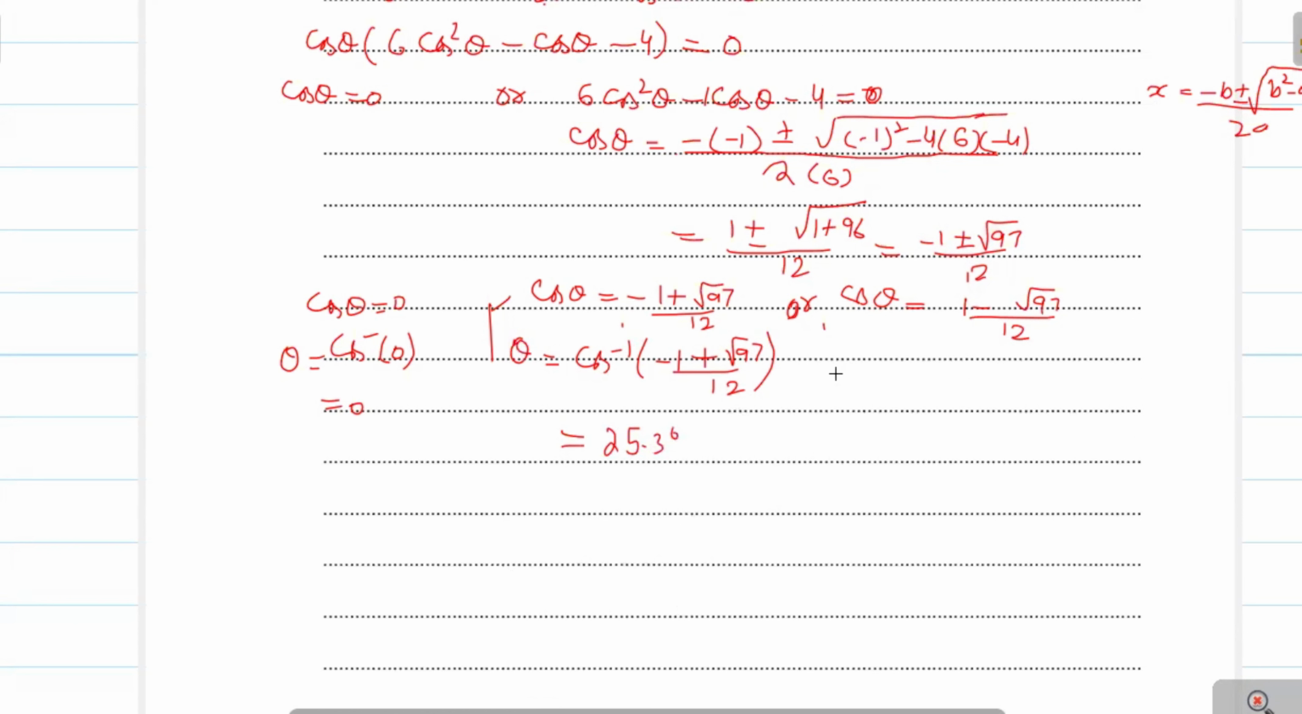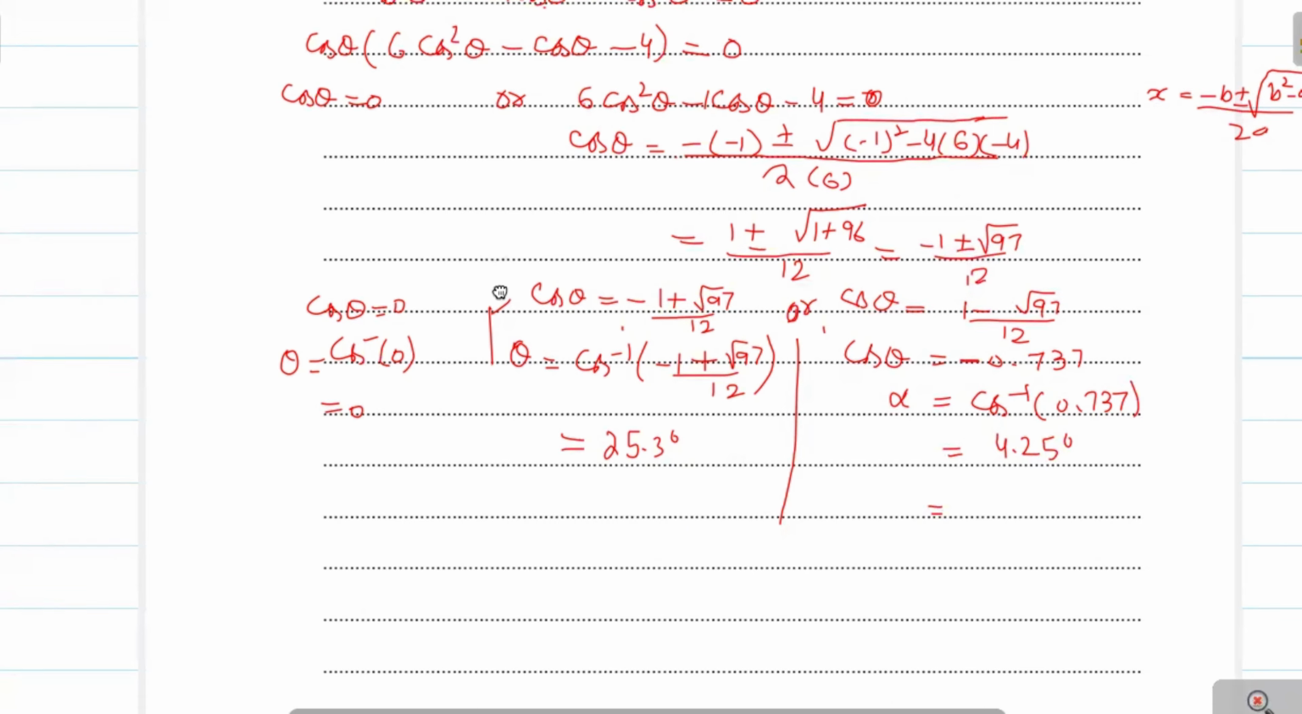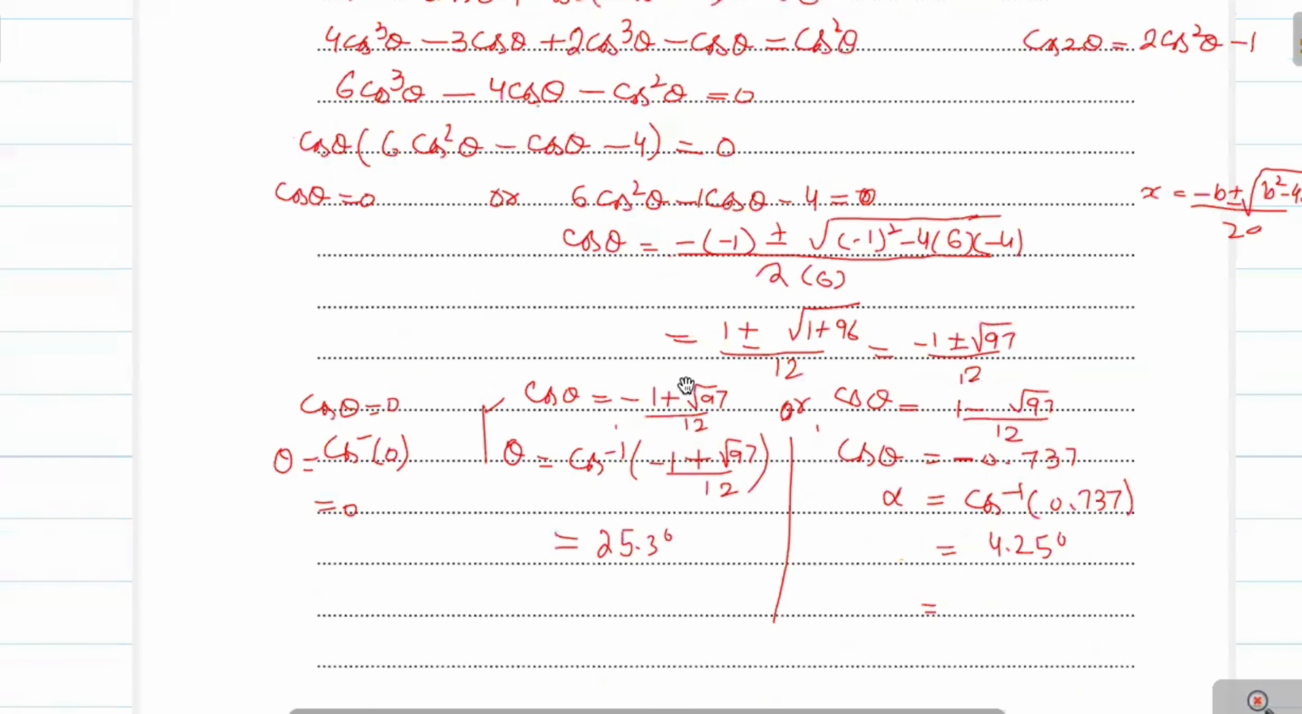25.3 degrees. And next we take this value, cos theta equal to minus 1 minus square root 97 over 12. This value is equal to minus 0.737. Now this is the negative value. We take the acute angle value. Therefore, alpha will be equal to cos inverse of 0.737. This value will be equal to 42.5 degrees.